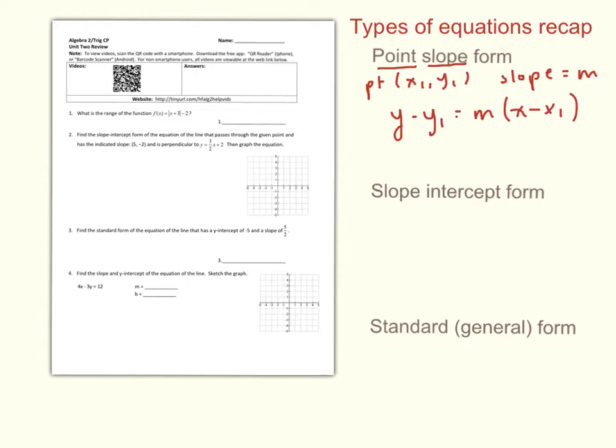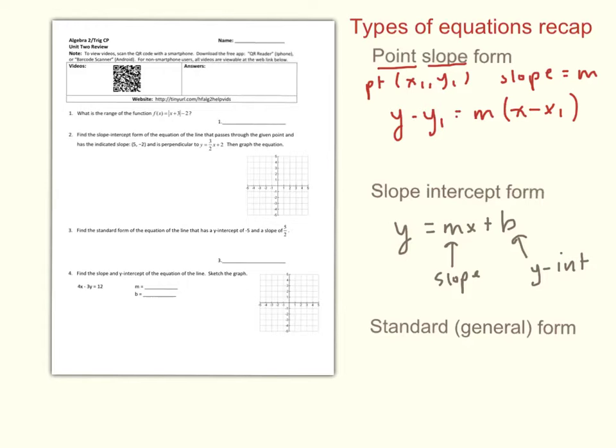So slope-intercept form looks like probably your most familiar, which is y equals mx plus b, where m again is your slope, and b is what we call the y-intercept. It's the point where the graph crosses the y-axis. So that would be your slope-intercept form.